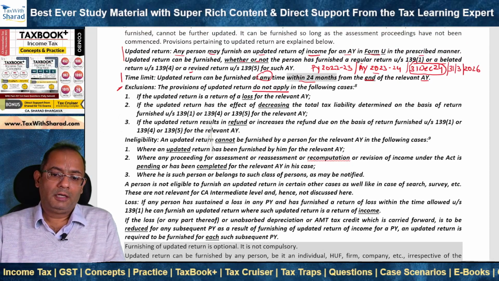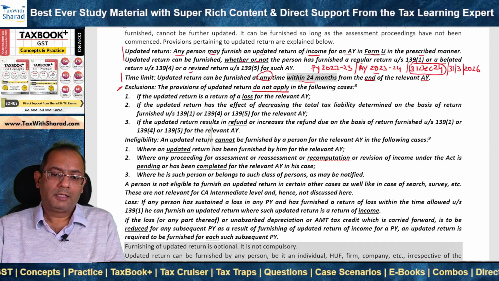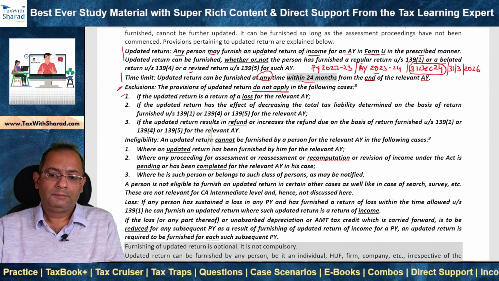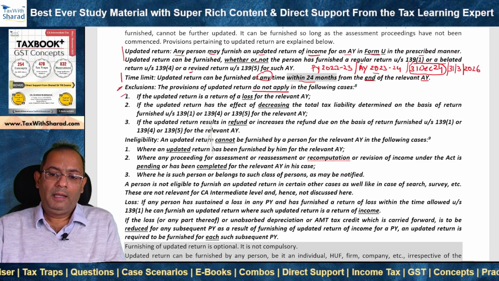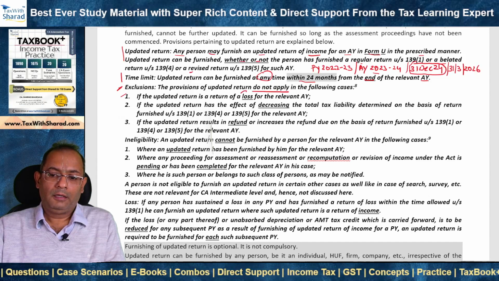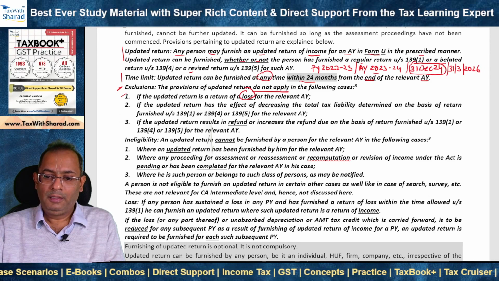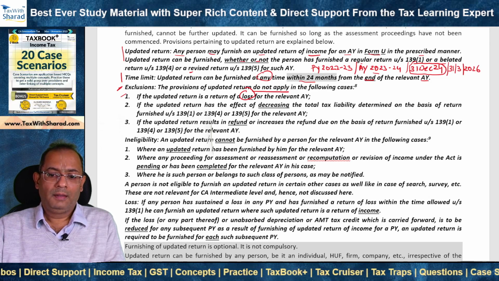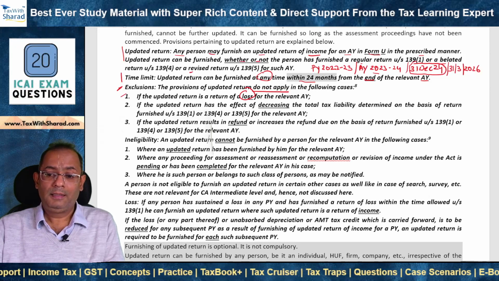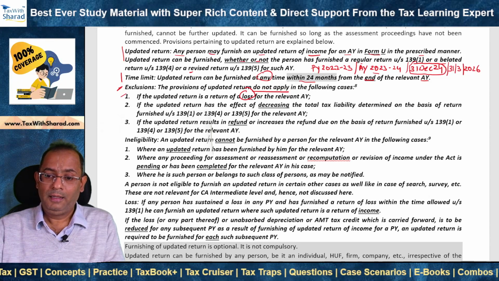So this position is reflected in these exclusions. There are three exclusions basically. The first one: the provisions of updated return do not apply if the updated return is a return of a loss for the relevant assessment year. That means a return of loss cannot be furnished as an updated return under 139(8)(a).